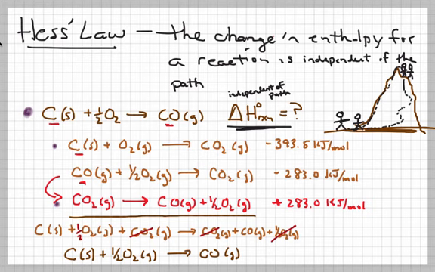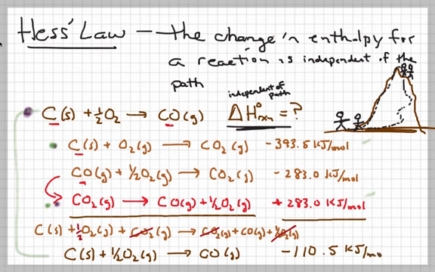The enthalpy change for our two-step process will be the sum of minus 393.5 kilojoules per mole plus 283 kilojoules per mole, which is minus 110.5 kilojoules per mole. And this is the enthalpy change also for the original reaction because, as is stated in Hess's law, the enthalpy change for the reaction is independent of the pathway.